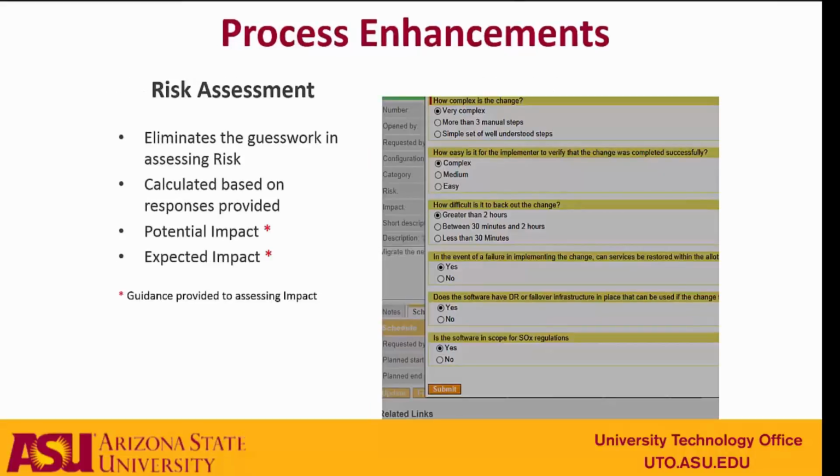Another process enhancement is the risk assessment. This is a survey of questions that pops up when you create a record, and it helps you define the potential impact and the expected impact. Once you've filled out the survey, you click on a link to execute the risk calculation. Depending on that calculation, more or fewer approvals will be needed for the change.